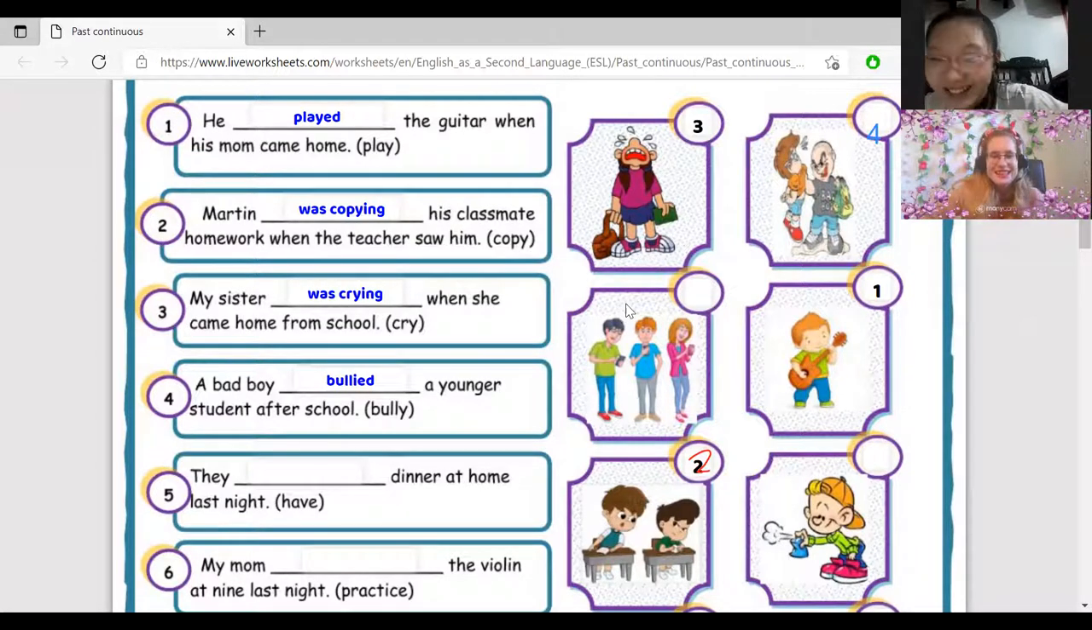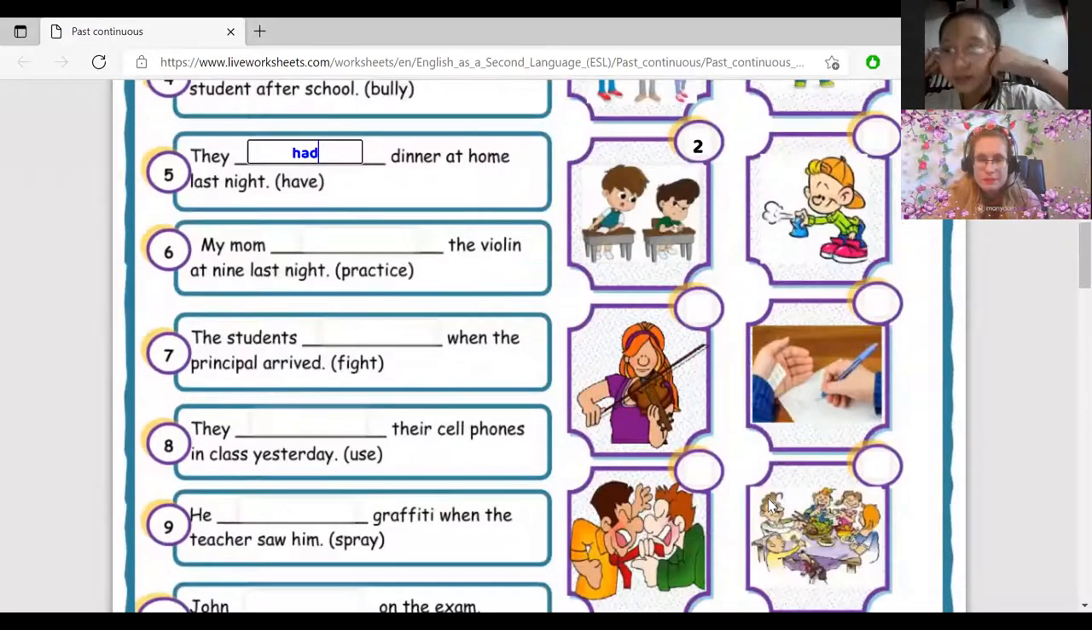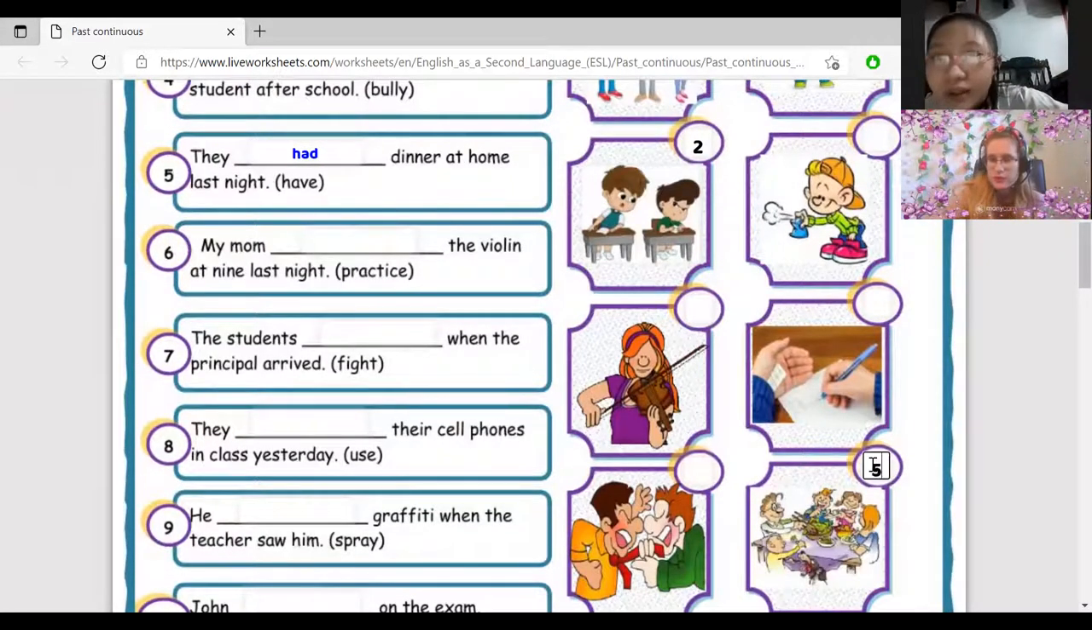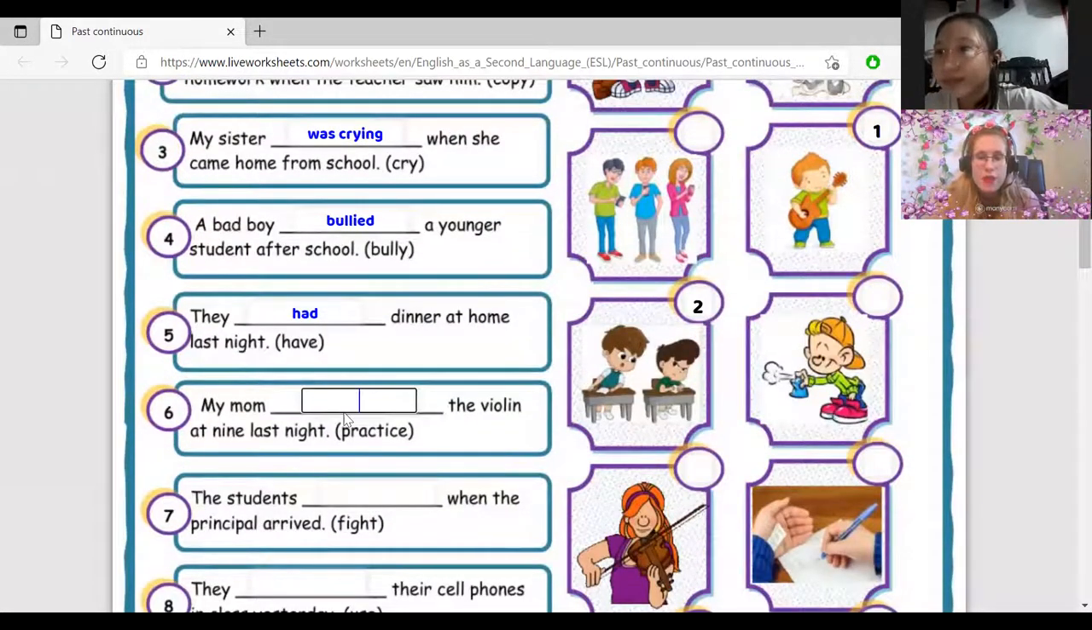Okay. And they what dinner home last night have? They had dinner at home last night. Yes, good. Which picture is the correct picture? Oh, this one, right? Okay. Yeah. This one where the whole family is eating. Okay, nice. Number six. My mom, what? The violin at 9 last night.